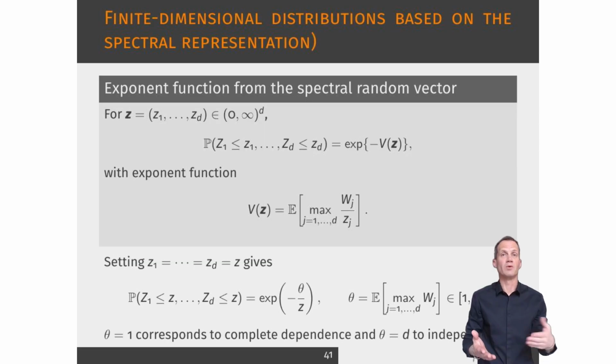This slide connects the spectral representation to the finite dimensional distribution. The exponent function can be computed from the spectral random vector by looking at the largest normalized contribution among the coordinates. When all thresholds are set equal, the joint distribution is summarized by the extremal coefficient. This coefficient is the expected maximum of the spectral components. Again, it ranges from complete dependence to independence. The important message is that the spectral representation is not only a simulation device. It also gives an explicit way to compute the joint distribution and simple dependence summaries.